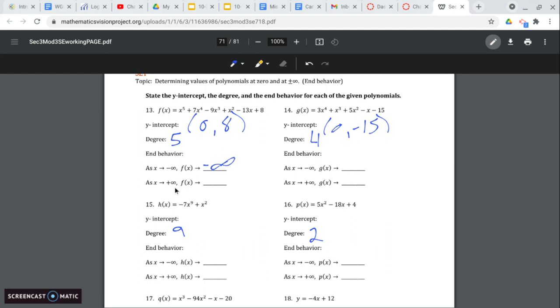Same thing for going to positive infinity. Plug in positive numbers. If we plugged in positive 10, what would we get? If we plugged in positive 20, what would we get? See where it goes. And you'll find that it would go to positive infinity.